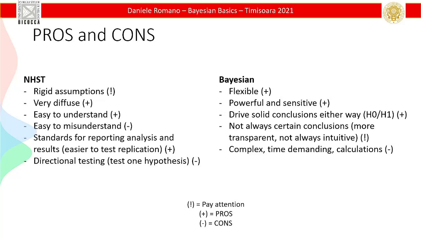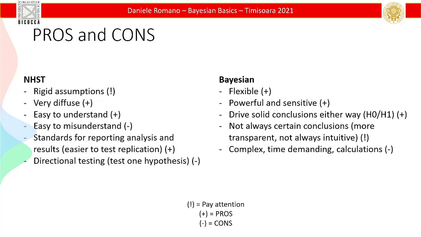The Bayesian instead is more flexible, certainly more flexible. It's powerful and sensitive, good. It's more powerful and sensitive in my vision. It can drive to a conclusion either way, so both for H0 and H1. So in some cases, practically speaking, if you have null results, it's easier to publish a paper with null results if properly analyzed with Bayesian statistics than a null result properly analyzed with NHST, because it gives you evidence to speak a little more, let's say.